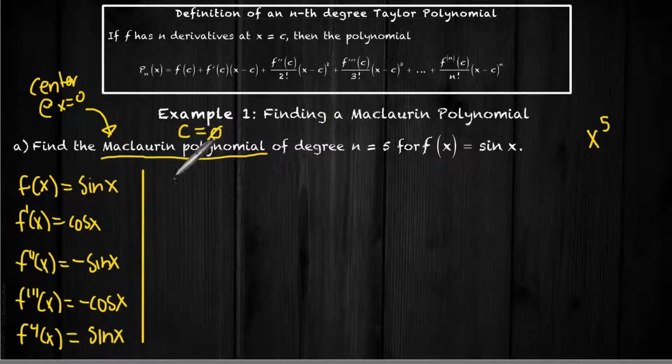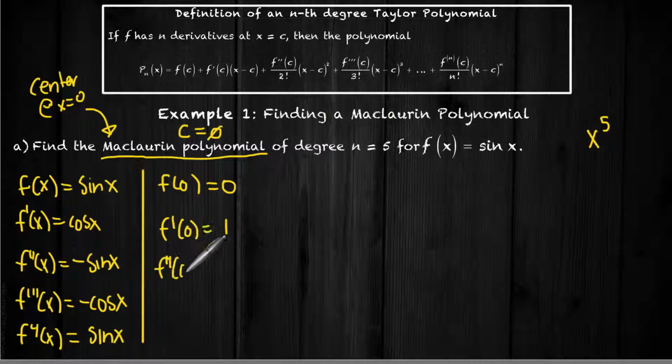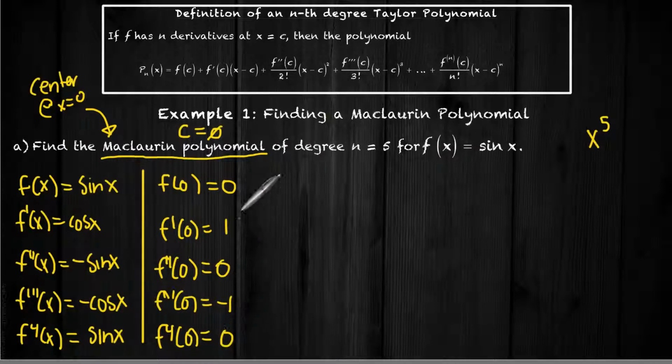And so f of 0 is the sine of 0. That's going to be 0. F of 0 is 0. F prime of 0, well, we're going to plug 0 into the cosine function and we get 1. F double prime of 0 is negative sine of 0, which is just 0. F triple prime of 0 is going to be negative 1. And the 4th derivative at 0 is going to be 0. So the pattern is 0, 1, 0, negative 1, 0. So now we're just going to plug this into our polynomial.